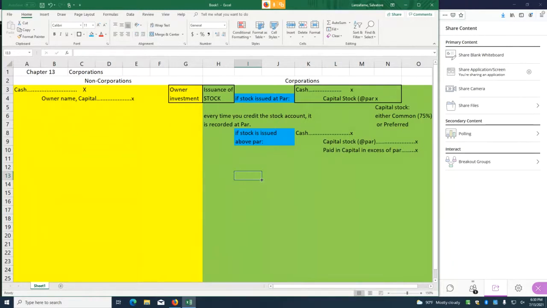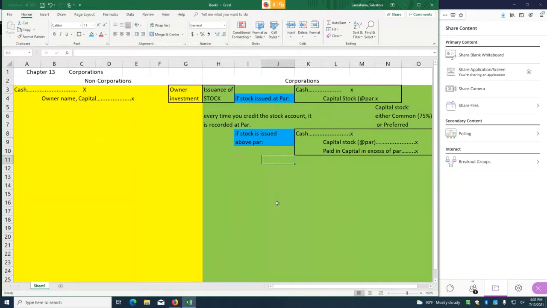Okay, I lined them up. So this would be the journal entry if you issued stock above par. Again, just like the first time you learned debits and credits back in chapter 2 of accounting 1, every time you do a journal entry, there's a minimum of 2 moves. You have to have at least 1 debit. You have to have at least 1 credit. So these 2 credits have to add up to that debit.